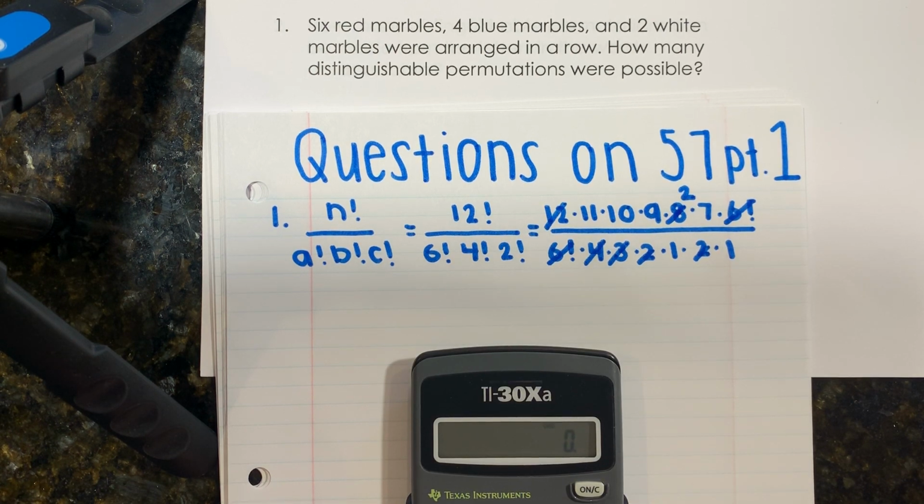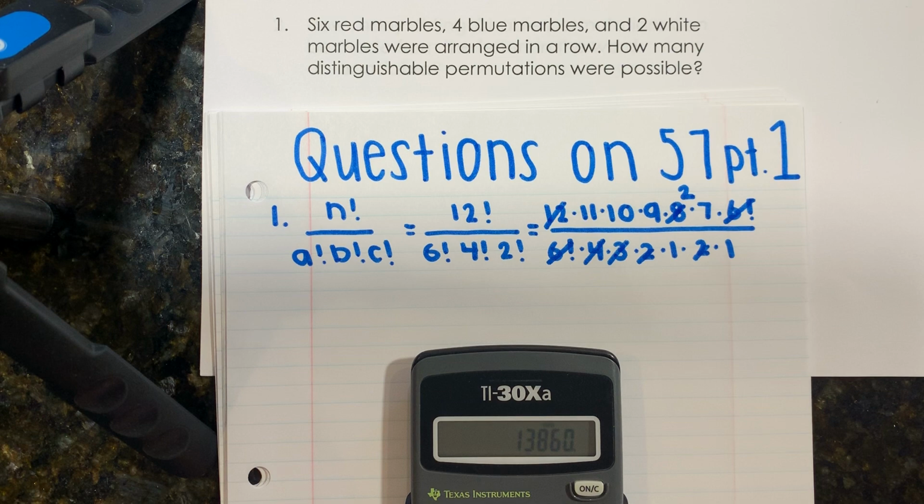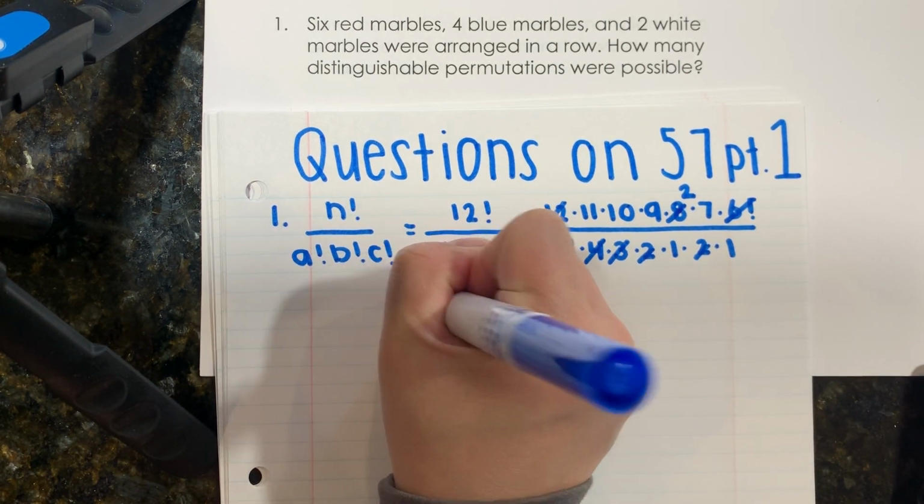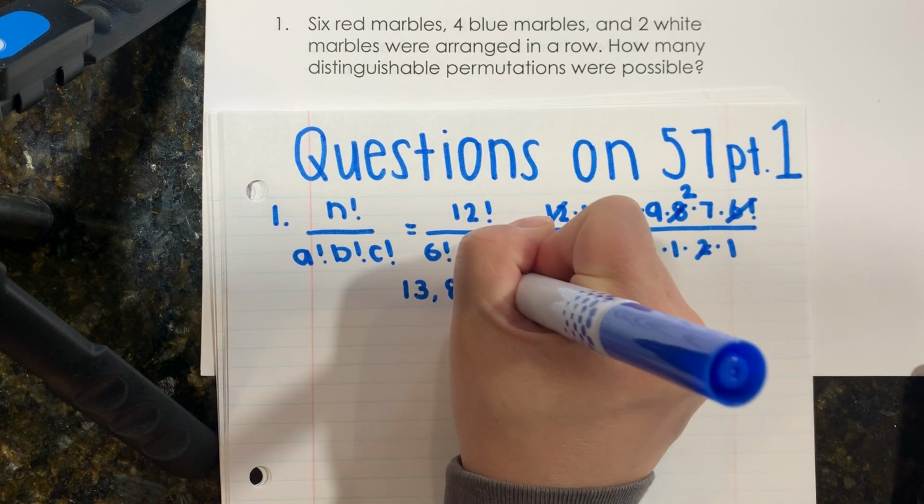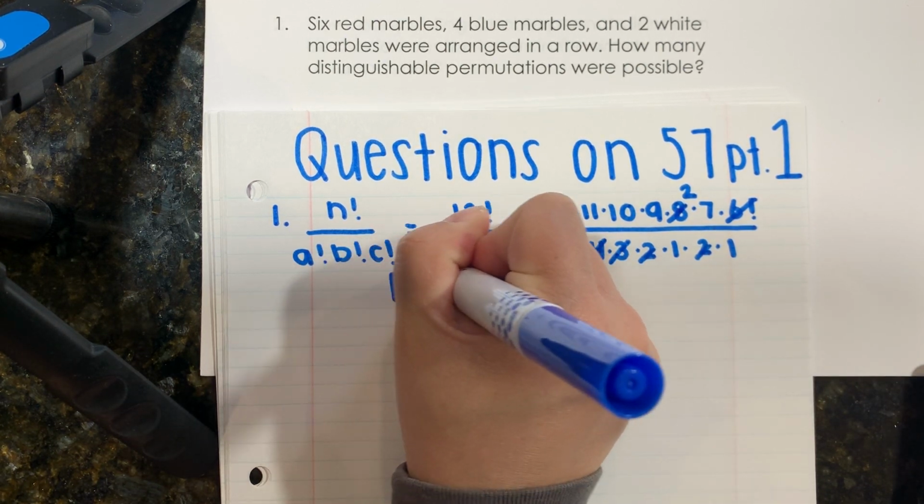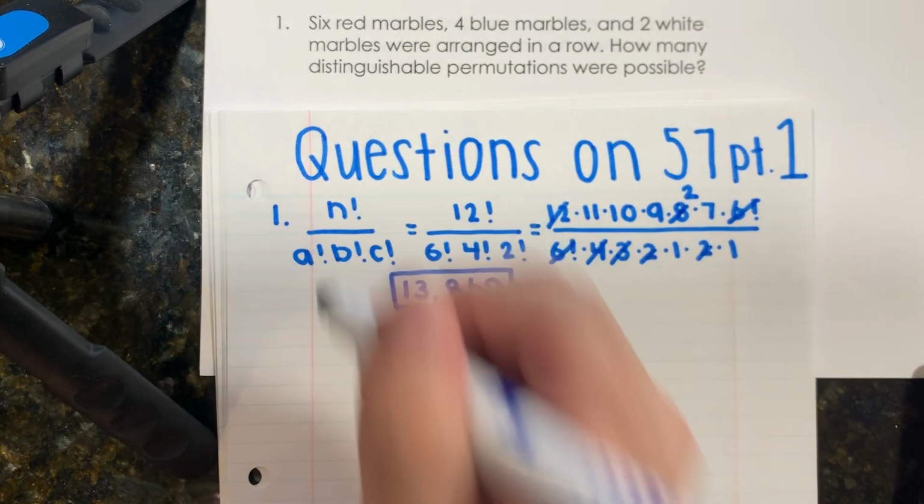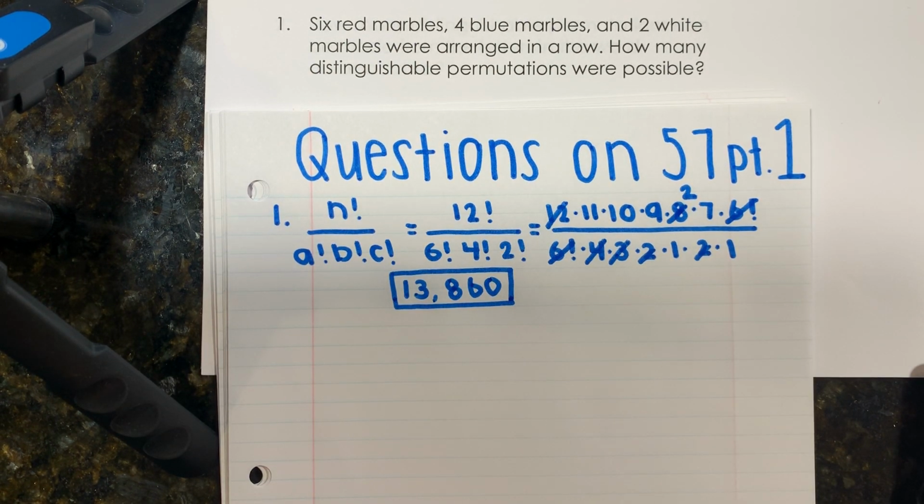11 times 10 times 9 times 2 times 7 equals 13,860. So distinguishable permutations means you're going to use this formula right here, the n factorial over the number that are alike factorial.